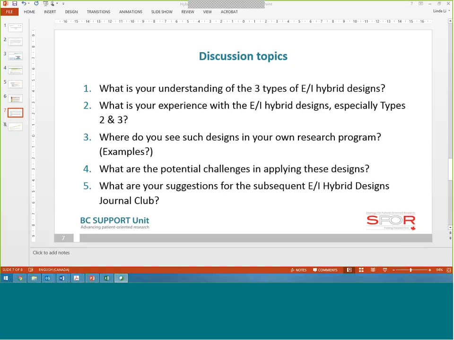So for type 2, we're actually putting together the effectiveness and implementation. So we might have an implementation intervention that we want to test, and we've also got an intervention that we want to test, a clinical intervention. And I think trying to test both of those simultaneously makes perfect sense.